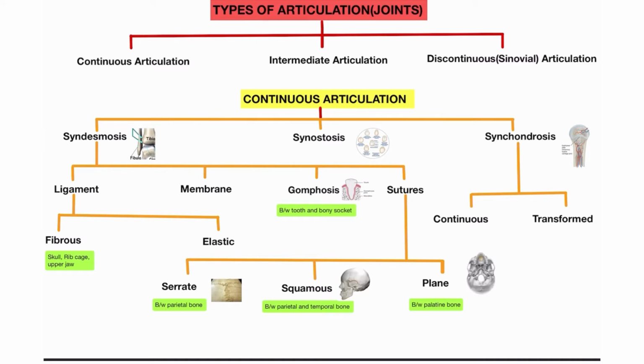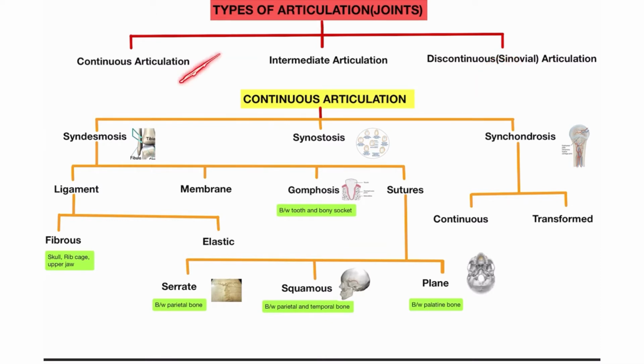First of all, what is a joint? It is an articulation present between two bones. It's called a joint. There are mainly three types of classification. First is the continuous articulation. Second is the intermediate type of articulation, and third is the discontinuous or synovial type of articulation. This is the main type, and it's a completely movable type of articulation.